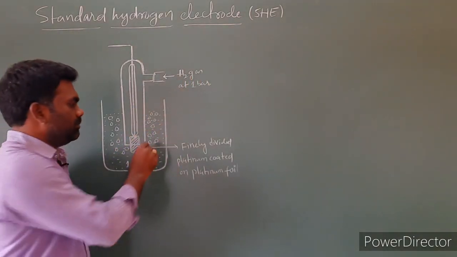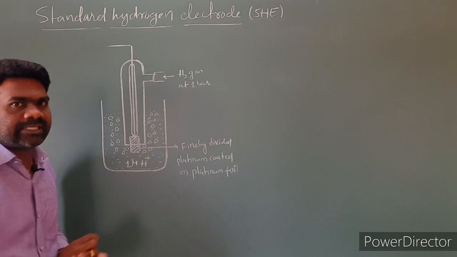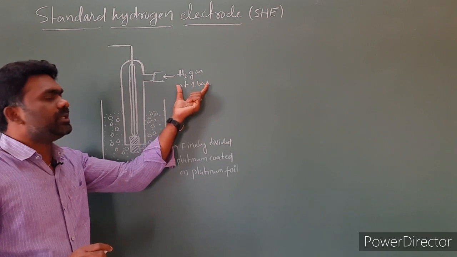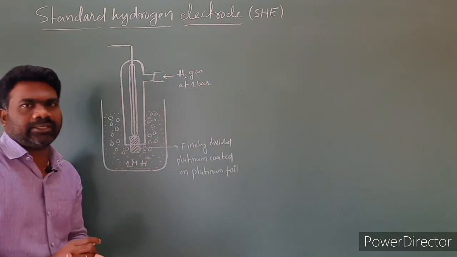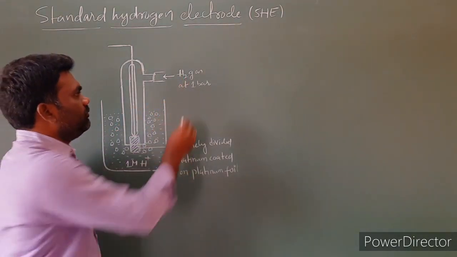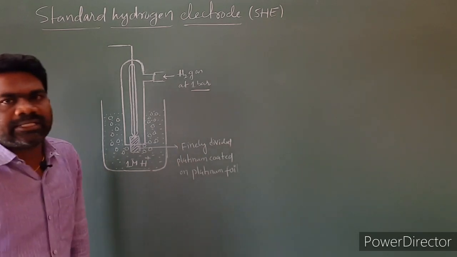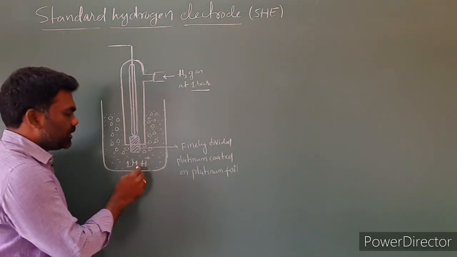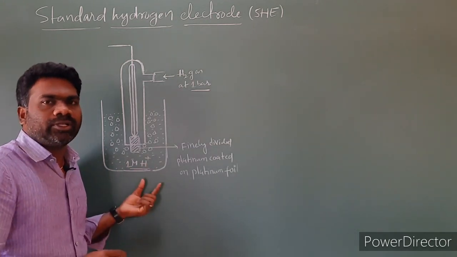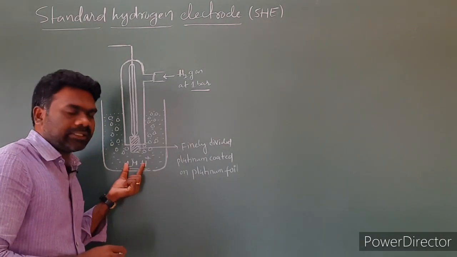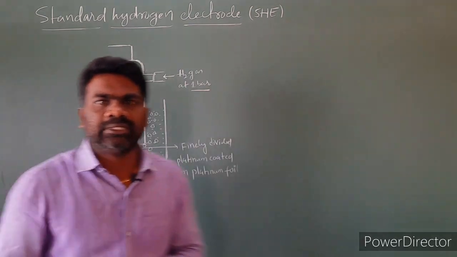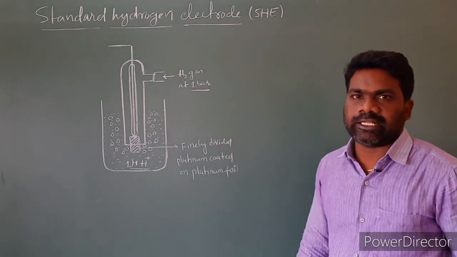The hydrogen gas is bubbled through it. The second point is that this electrode is dipped in an acidic solution, and hydrogen gas is bubbled through it. Another point is that the pressure of the hydrogen gas is 1 bar, and the concentration of H plus ion in the solution is 1 molar. This is the description of the standard hydrogen electrode.